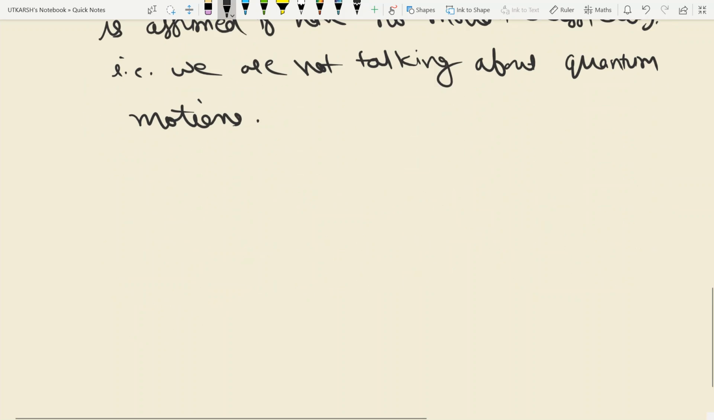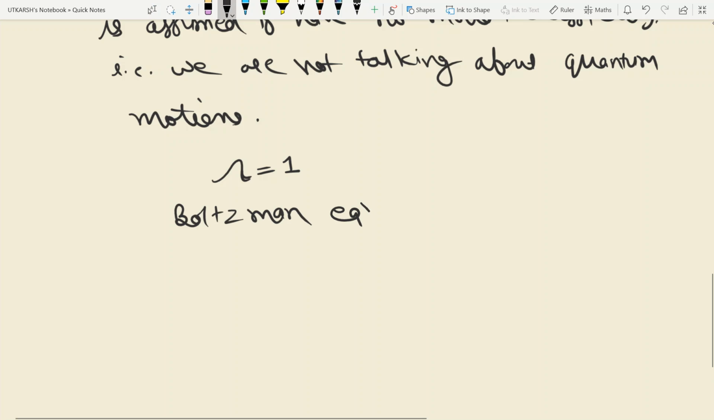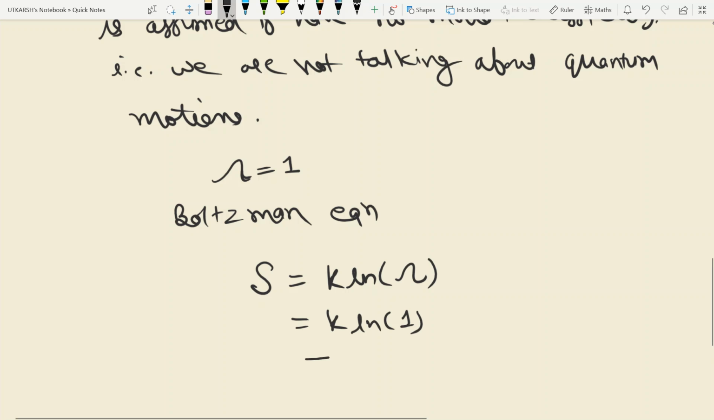Then, if we consider absolute zero, there will be only one position for each and every component of that system to be present. Or if we understand it as a crystal, then at absolute zero there is only one possible location for each atom or molecule comprising that crystal. So in that case your omega will be equal to 1, and according to Boltzmann's equation, entropy will be equal to k ln omega. Omega is equal to 1, so that is k ln 1. ln 1 is equal to 0, so S will be 0. That is, at absolute 0, which is an ideal temperature, it is unobtainable.